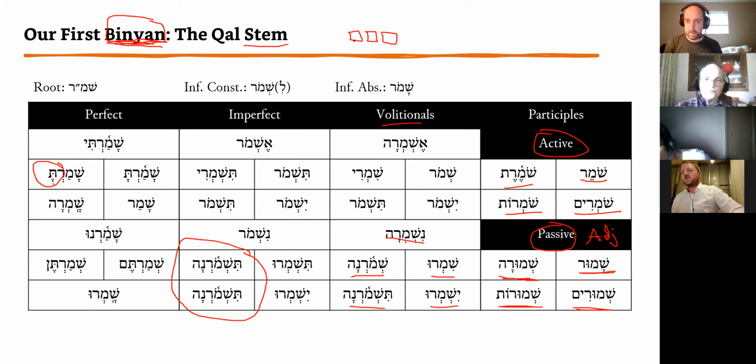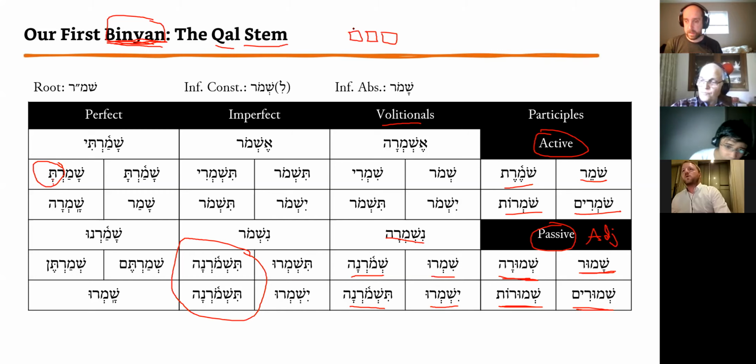Does that make sense? Yeah, I keep trying to think in terms of Greek and Latin, in terms of conjugations. Yeah, so you might call it a conjugation. Conjugation, yeah, okay. So we've got the kal conjugation, or we call it the stem or binyan kal.